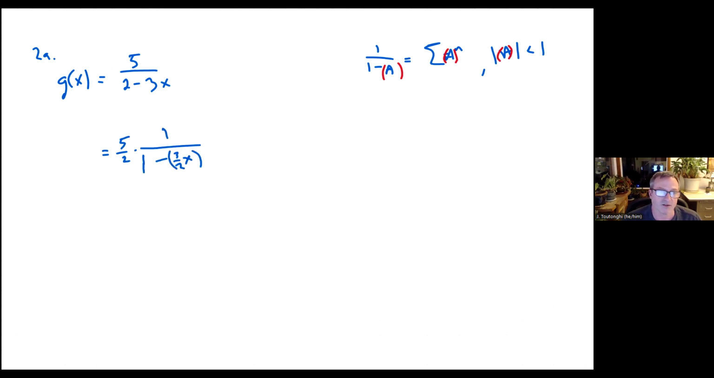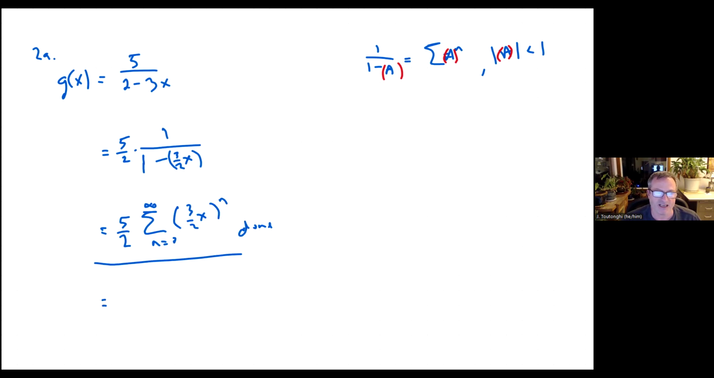So this thing is equal to, I can just leave the 5 halves out in front if I want, and then I get the sum from n equals 0 to infinity of the 3 halves x to the power n. I mean, this essentially is done. Or you can keep going. If you wanted to simplify this, you could bring the 5 halves inside. I don't know if it's simplifying it or making it more complicated.